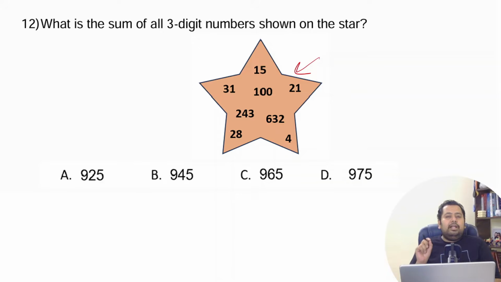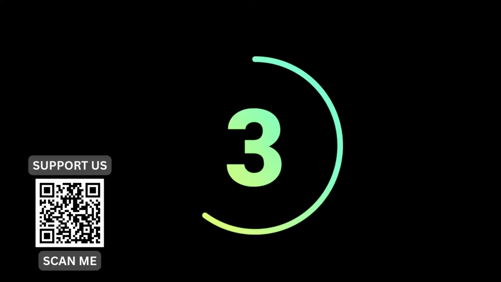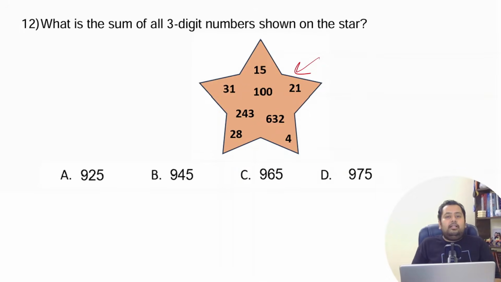So pause the video, find out all the three-digit numbers that are shown inside the star, do the addition, add all of them, and then find out what the answer is going to be. Great. Let's find out what are the three-digit numbers that you see inside the star.